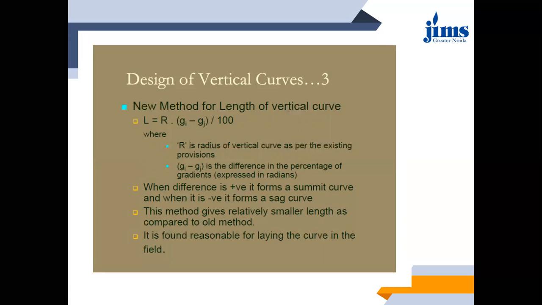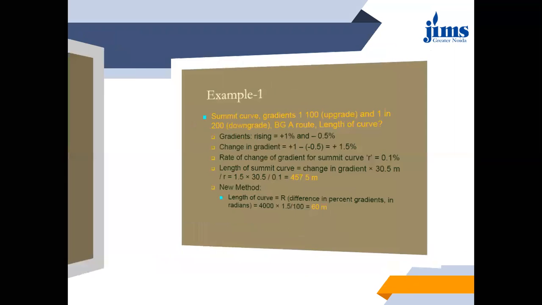Radians. While calculating this GI and GJ, you should always keep in mind the signs of the curve or the gradient. When we calculate the deviation angle, along with the signs we consider the gradient. If it is an ascending gradient, it will be positive, and if it is descending, it will be negative. Similarly, when the difference GI minus GJ is positive, a summit curve is formed, and when the difference is negative, a sag curve is formed.